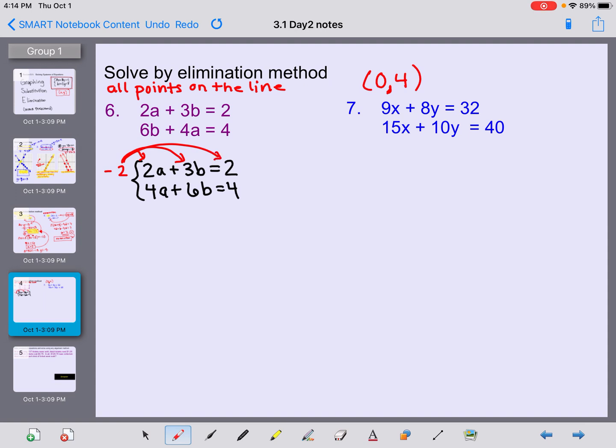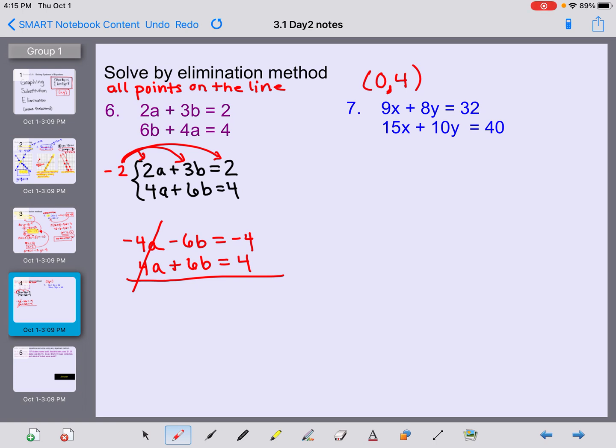So I see that negative 2 times 2a would become negative 4a, and that will cancel with the bottom equation's 4a. The most common mistake is that when you multiply, you forget to do it to all three things, not just the first two terms. I'm keeping the second equation the same, and now I notice that my A's cancel.